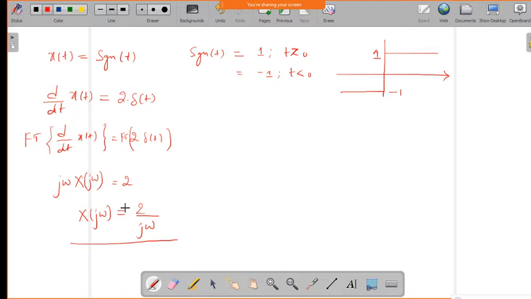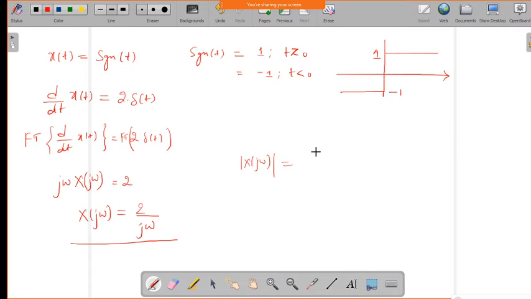And if you plot this, the magnitude value of this will be 2 by the magnitude of omega, and the phase value will be minus pi by 2 for omega greater than 0, and pi by 2 for omega less than 0. So that is, if you plot X of j omega.